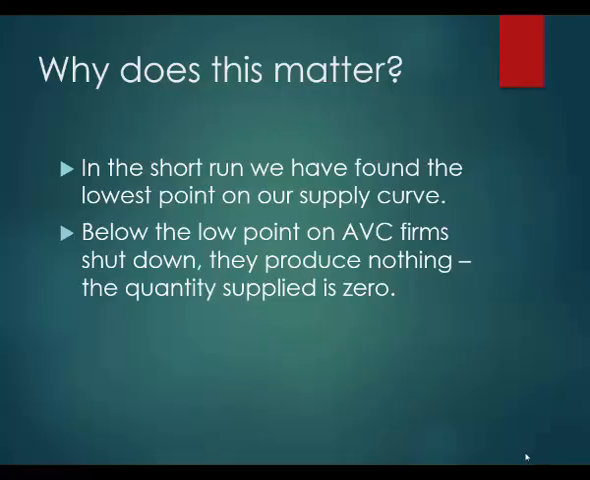All right, why does it matter? In the short run, we found the lowest point on our supply curve. Below the low point on AVC, firms will shut down. They're going to produce nothing. The quantity supplied is zero.